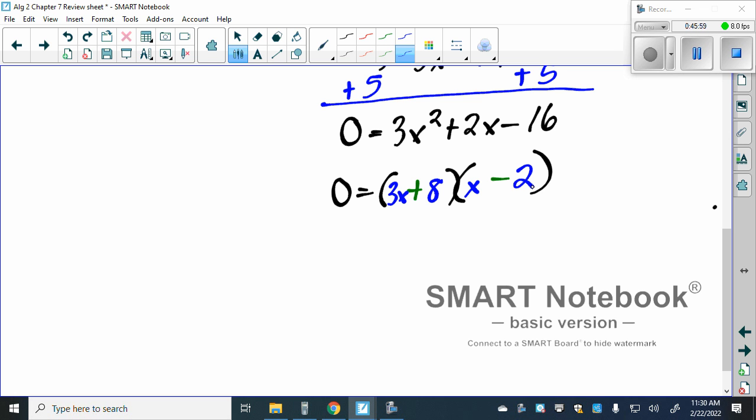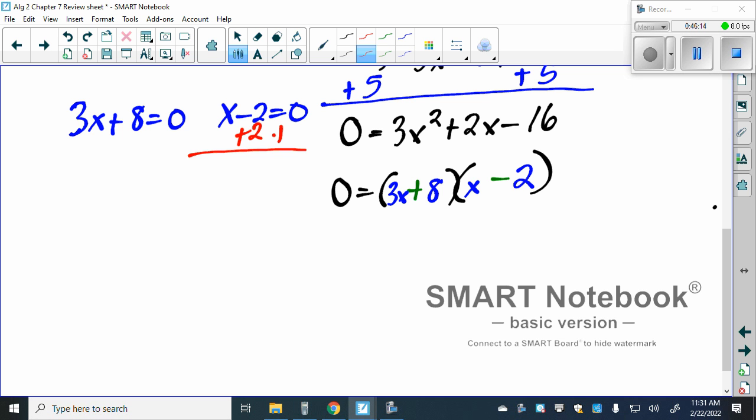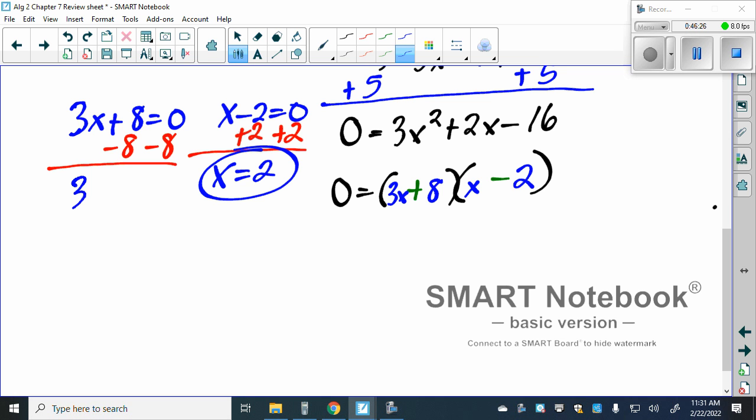Now, because we have two things multiplied together to equal 0, one of them is going to be 0. Either the 3x plus 8 is 0, or the x minus 2 is equal to 0. For the x minus 2, we would add 2 to both sides, telling us x is equal to 2. For the 3x plus 8, we would subtract 8 from both sides, telling us 3x is equal to negative 8. Divide both sides by 3. It would tell us that x is equal to negative 8 thirds.